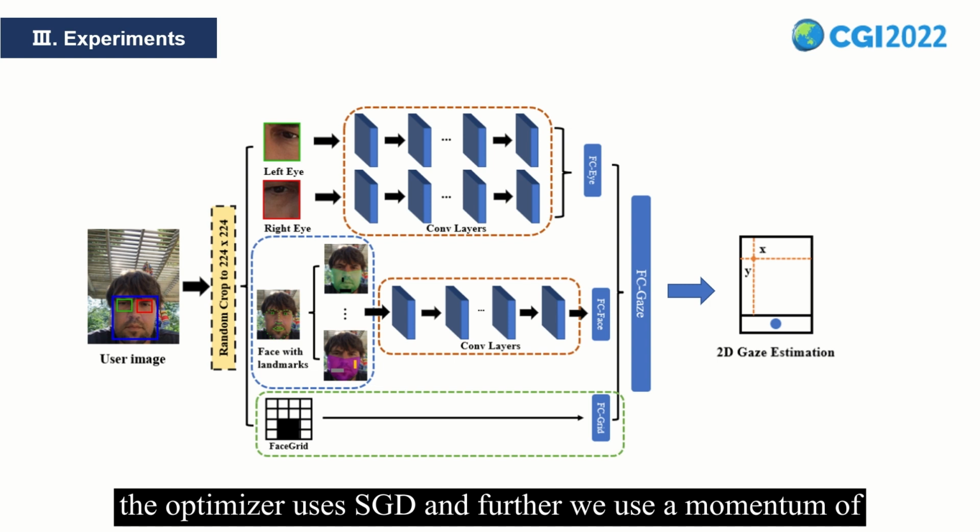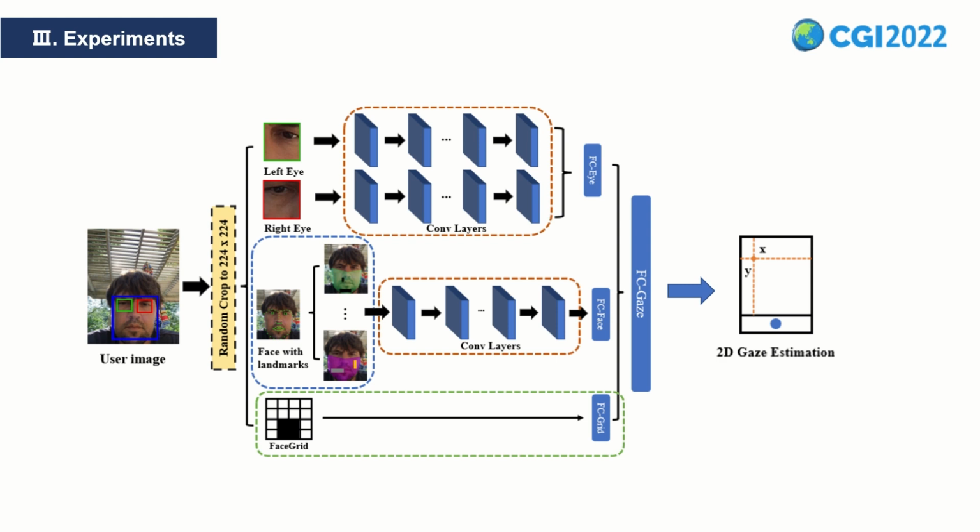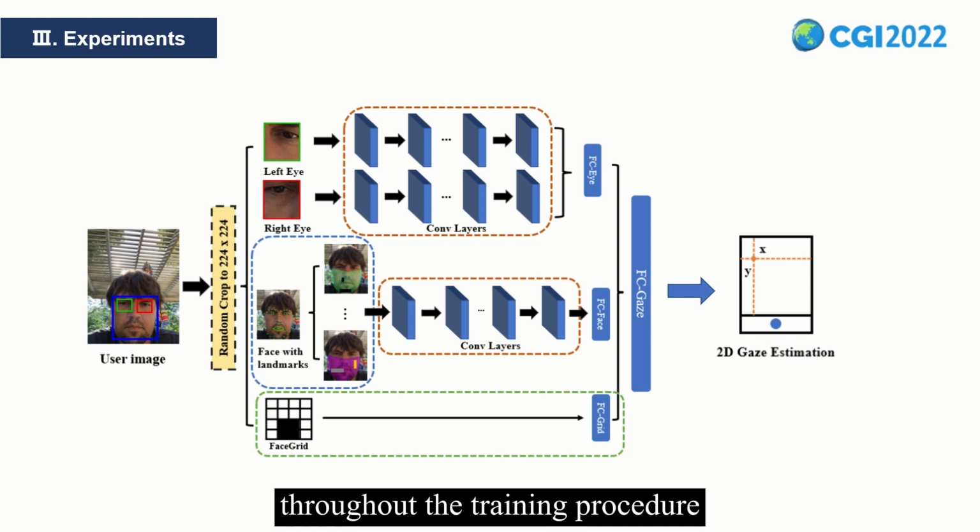The optimizer uses SGD, and further we use a momentum of 0.9 and a weight decay of 0.0005 throughout the training procedure.